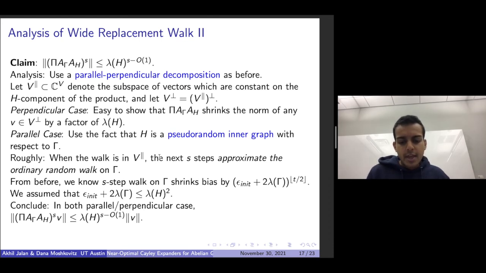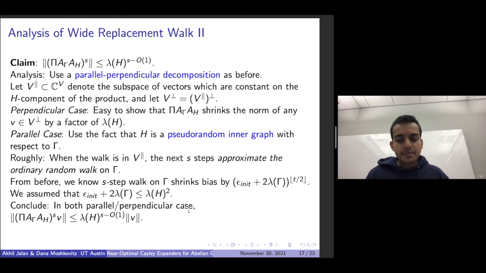And the reason is because if H is pseudo-random with respect to gamma, then it can use the entries of the walk vector at that point as a source of fresh randomness, and then it can somehow simulate the random walk on gamma, even though the walk is really happening on the product of gamma with H. So from before, we know that if we take the ordinary walk on gamma, then we shrink bias by this factor, the initial bias plus the expansion of gamma, to the t over 2th power. And we assume that this entry here was already less than lambda to the H squared. So if we plug this in, then we get that actually every S steps will shrink the bias by essentially lambda H to the S. And so we conclude that in both cases, we're going to shrink bias fast enough, and that means that we're going to get fast enough bias amplification and hence good support size.